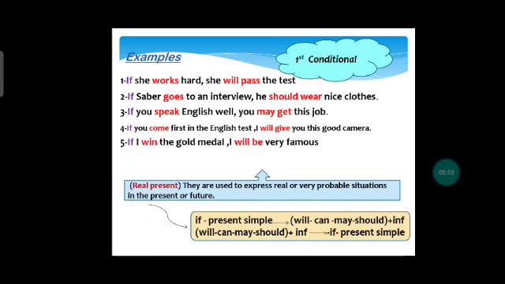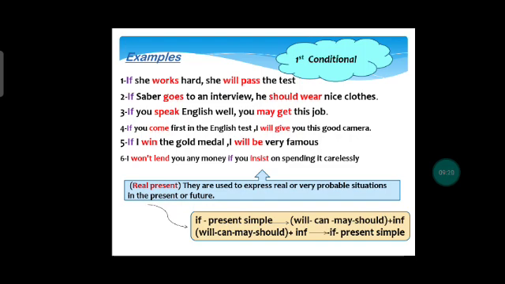Okay? If I win the gold medal, I will be very famous. If present simple, will. I won't lend you any money if you insist on spending it carelessly. Now it's clear: if present simple in the if clause and future in the main clause.